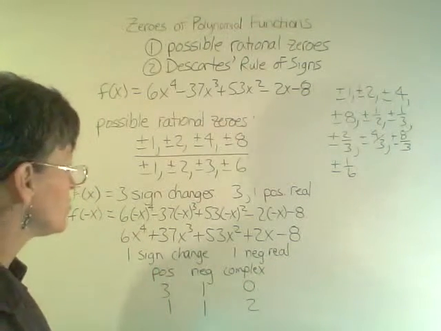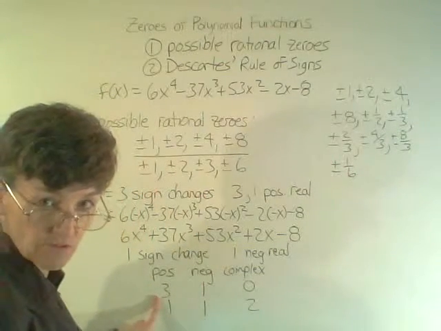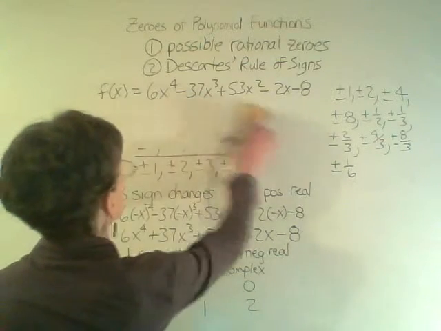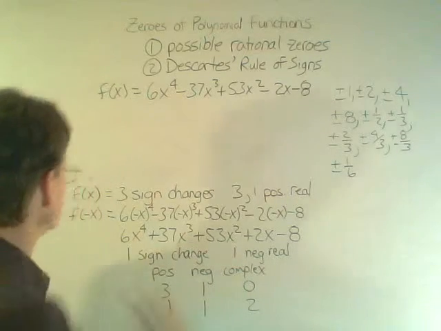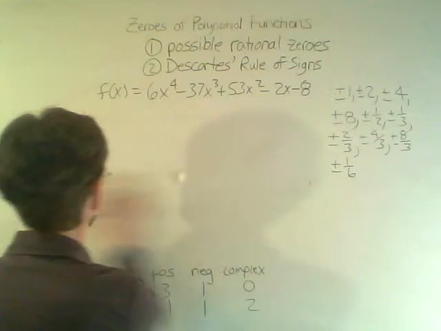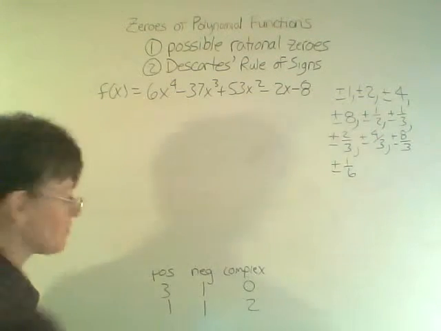Now, in order to find those zeros, I'm going to use this list. I've got mostly positive real zeros, probably. So I'm going to start to narrow the field and try to find those. I'm going to go ahead and erase this. I'll leave my little chart up here to remind me of what I found, and I'll leave my possibilities up here.